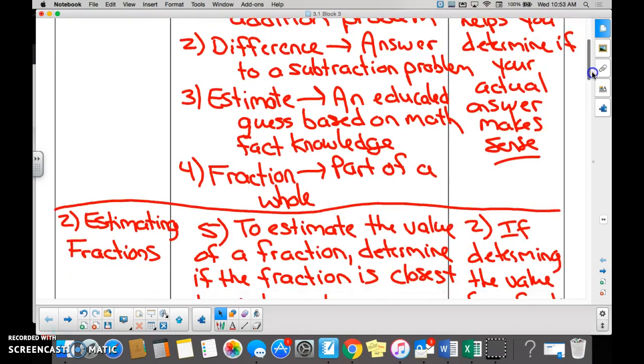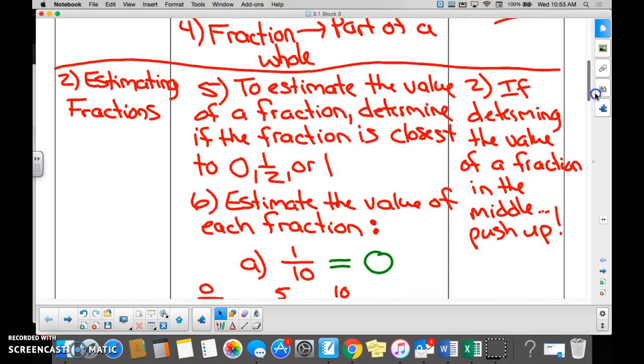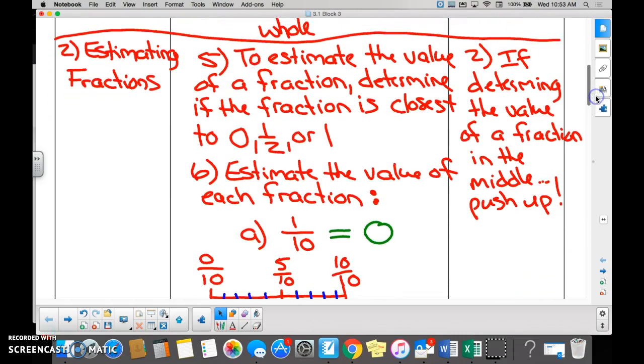Fraction, you're good with. Estimate would be an educated guess based on your math fact knowledge, and you're going to see how that's going to be valuable coming up here when we move into estimating fractions. Class, how many possible choices do you have when you're estimating a fraction? How many possible choices, Sebastian? When you're estimating a fraction, you have an infinite amount of choices?